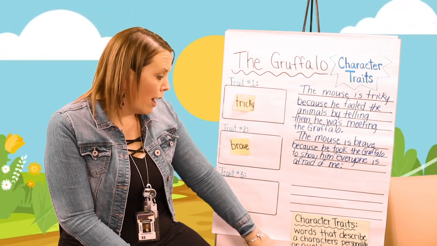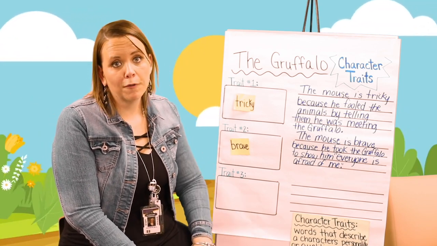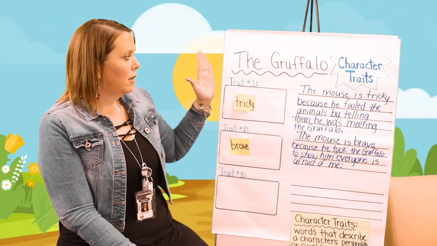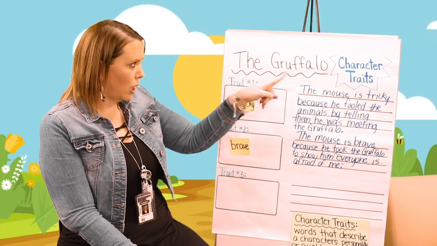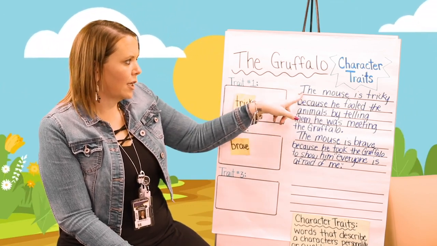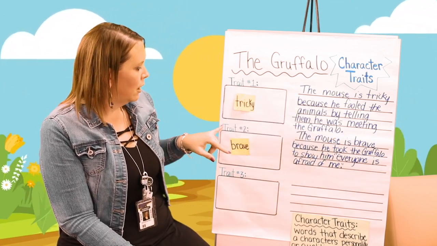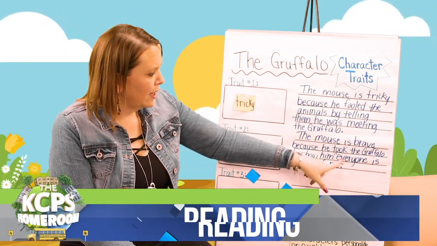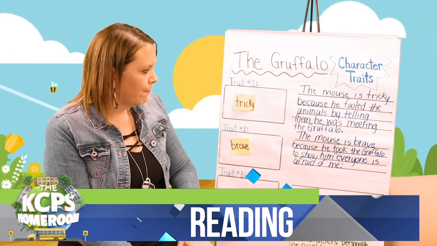Remember to think, how would you describe the character to your friends? Then we read the book. Then we did our trait chart, character traits. Trait one was tricky. We put it into a complete sentence with a capital letter and a period. Trait two, brave, capital letter, period. We talked about quotations briefly.